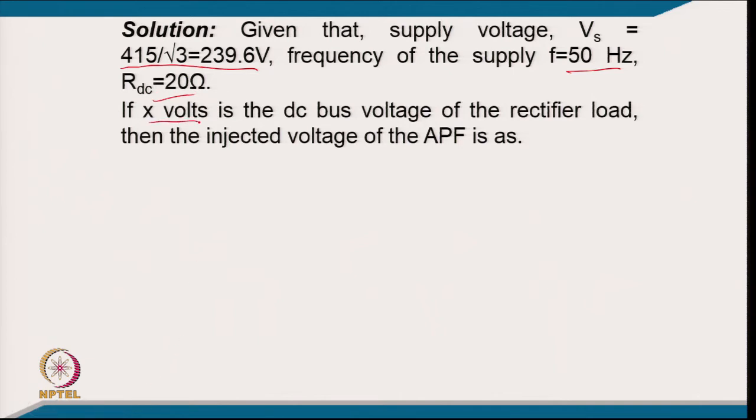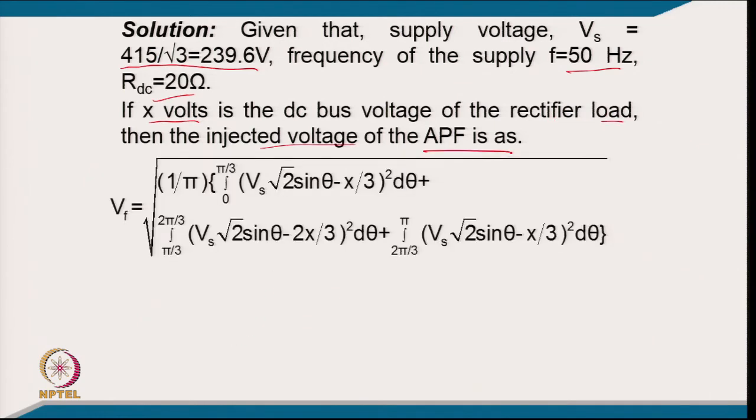So, if we consider x volt as the DC link voltage of the rectifier load, then the injected voltage of the APF is calculated in terms of x. That is virtually 3 segments, because it is symmetric about the 180 degree half cycle. So, it becomes 2 upon 2 pi, first segment 0 to pi by 3, (Vs into root 2 sin theta minus x by 3) square, plus second segment pi by 3 to 2 pi by 3, (Vs into root 2 sin theta minus 2x by 3) square d theta, and third segment 2 pi by 3 to pi, (Vs into root 2 sin theta minus x by 3) square d theta.